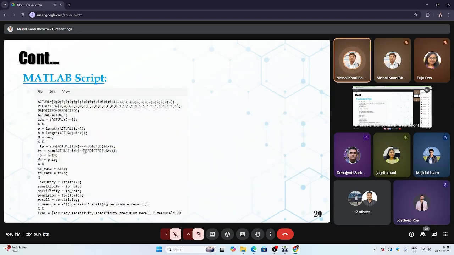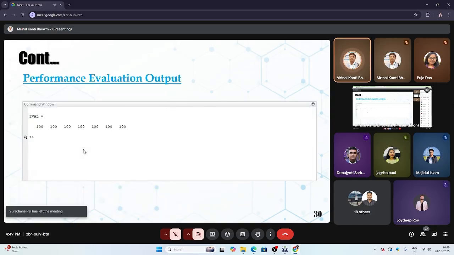As we have seen, the actual and predicted levels match completely. Where the ground truth level is 0, the model also predicts class level 0, and if the ground truth is 1, then the model predicts class level 1. So it is giving 100% for all the performance evaluation measures.